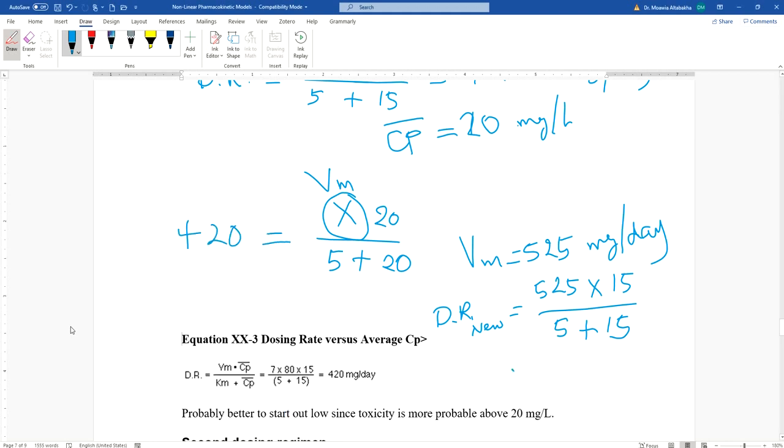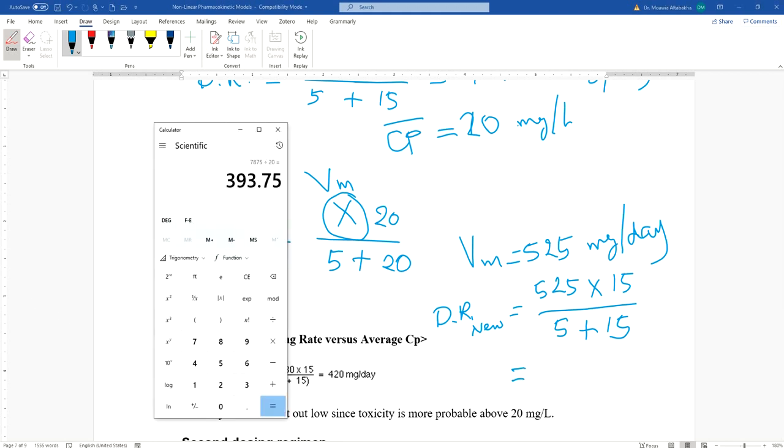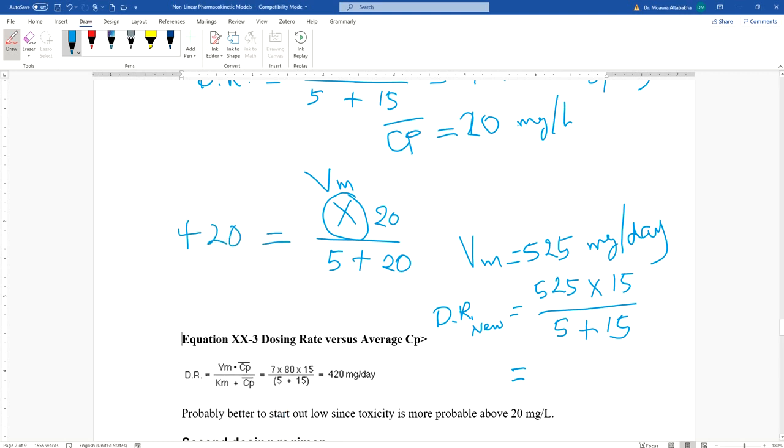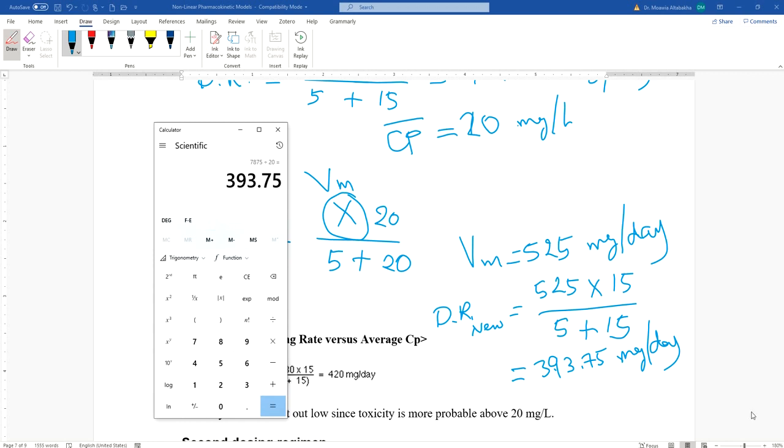and it will give you the answer: 393.75 milligram per day. Okay. Now, of course, just as a precaution, instead of 393.75, you can just give 390.